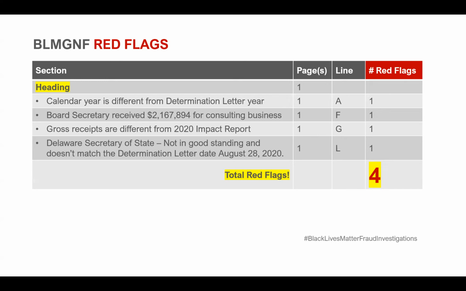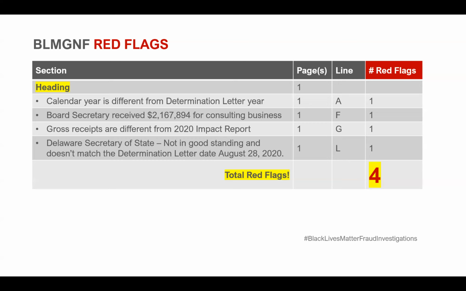The gross receipts are different from the 2020 impact report. The 2020 impact report is on the blacklivesmatter.com website that you can go to and download, and it would tell you the gross receipts was $90 million in big yellow font, huge font. So you can see it there for yourself, but they don't claim that on the Form 990 information return. So that's on page 1, line G, red flag 1.